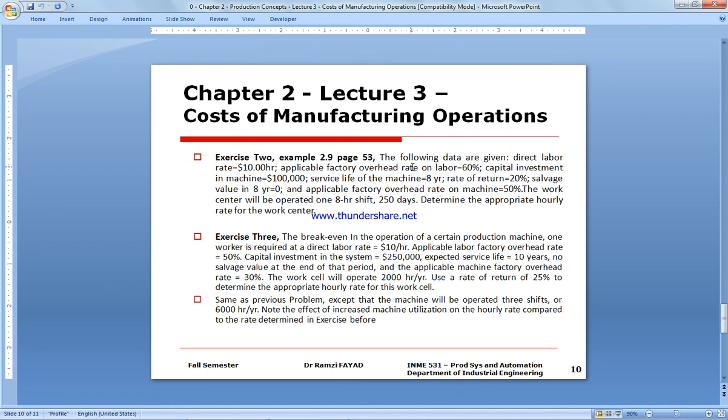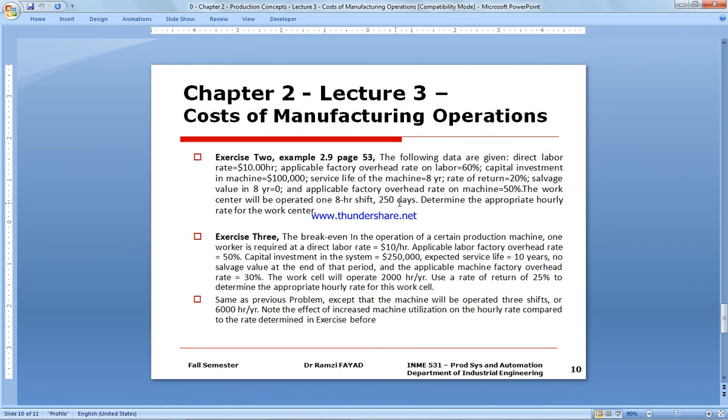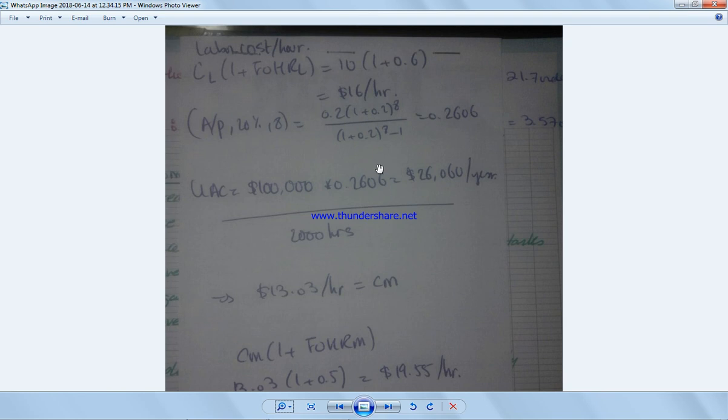The following data are given: direct labor cost in dollars applicable, factory overhead rate is 60%, and capital investment of the machine is 100,000. Service life of machine 8 years. Rate of return 20%. Salvage value 0 after 8 years. Factory overhead on machine 50%, and we work 8 hours a day, 250 working days per year. So the total number of hours working per year is 2000, which is 8 hours times 250 days per year. So let's see how it will be solved.